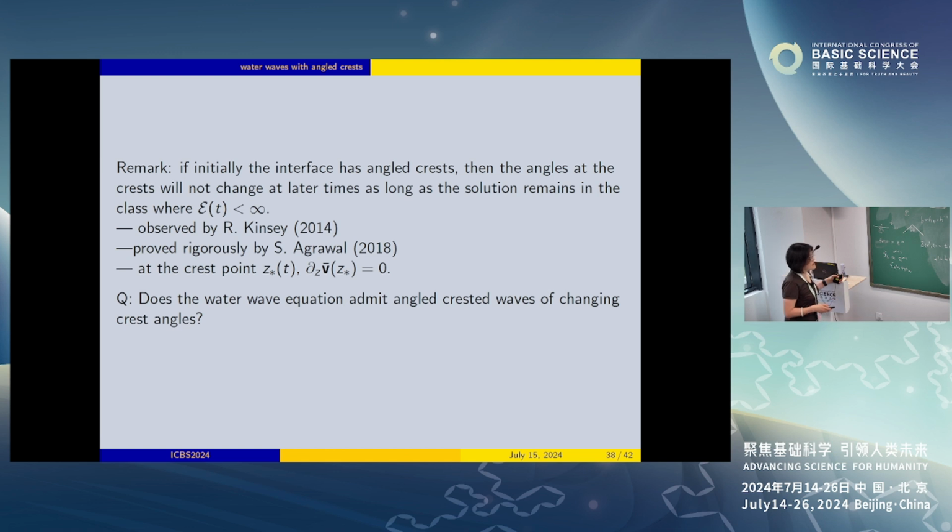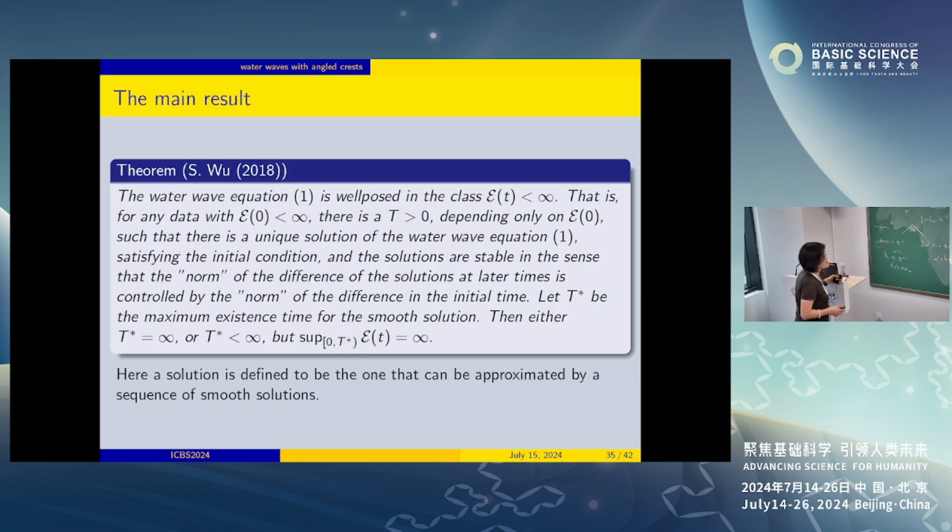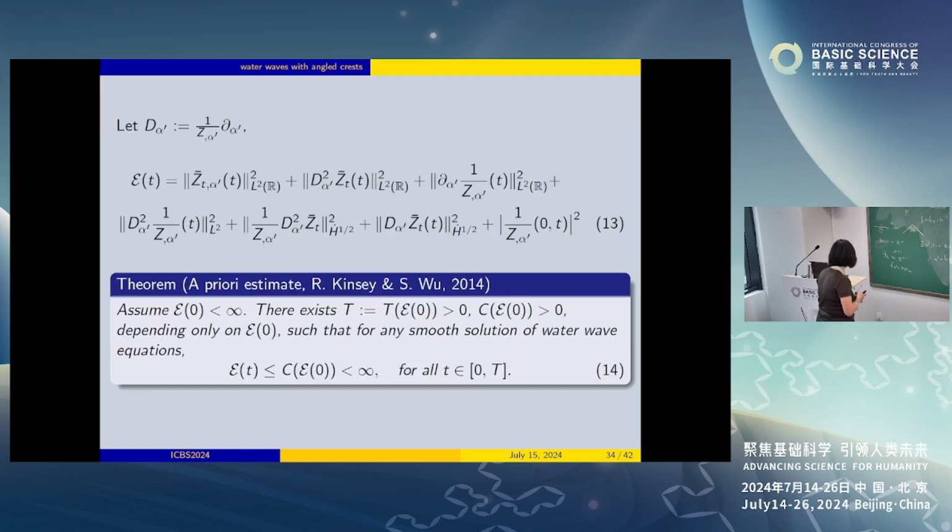Now, there's an important observation first made by Rafe Kinsey, okay? He noticed that the energy class we constructed does not allow a change of angle, okay? So why is this, okay? And this observation was proved rigorously by Siddhant, okay? So why is this? Let's go back to the energy class. It's very simple to see.